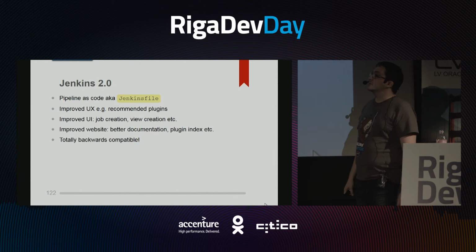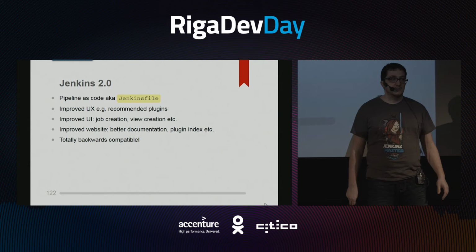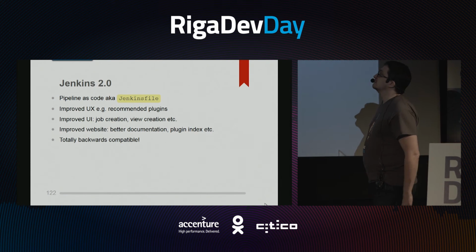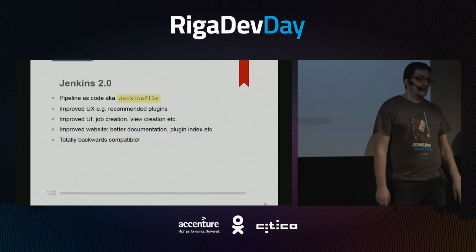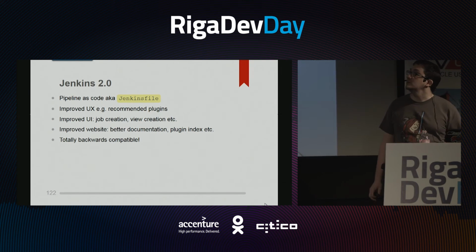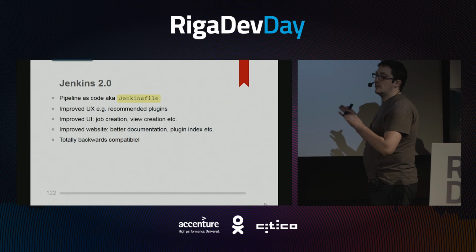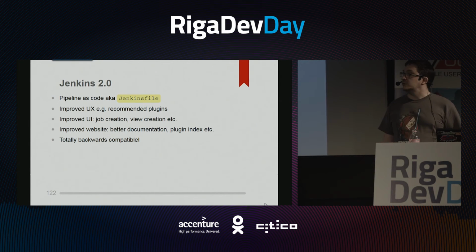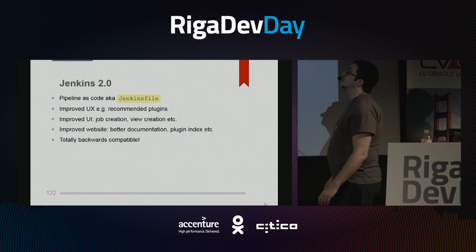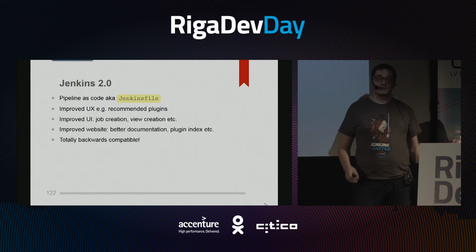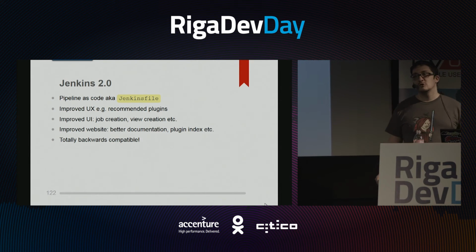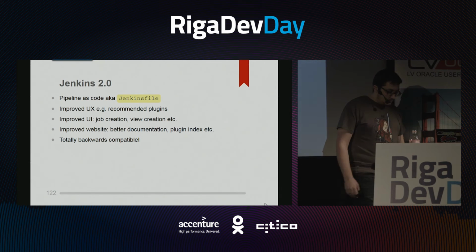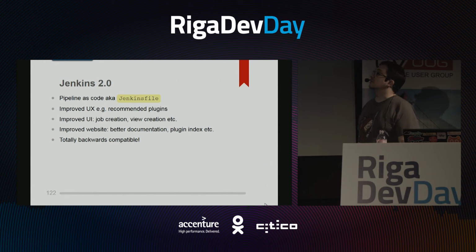Also, the Jenkins UI is constantly improving. It's probably not the best UI in the world at the moment, but they work on that, and it's getting better and better with every release. Another thing they're going to do together with Jenkins 2.0 is improve the website, clean the documentation, clean the plugin index. And what CloudBees and the Jenkins team have promised is that it's going to be totally backwards compatible, so there should not be any issues converting from old Jenkins to new Jenkins.